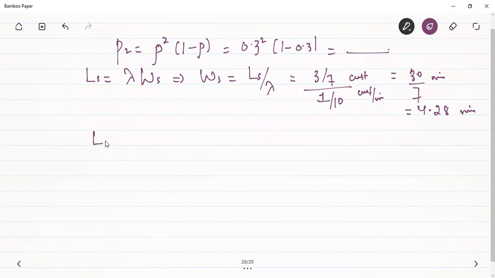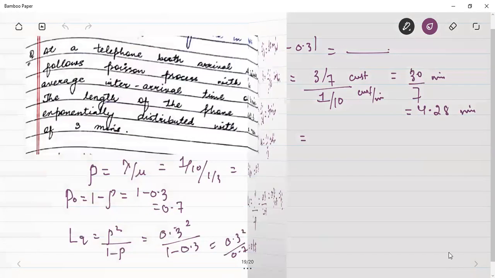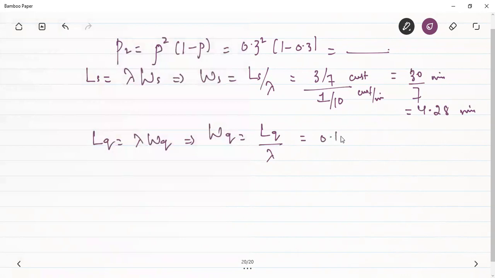Similarly, if you want to calculate the waiting time in the queue, then as per Little's law, this relation holds, and we will get that the waiting time in the queue is equal to the length of the queue divided by the arrival rate. Earlier we saw that the length of the queue is equal to 0.128. Length of the queue means how many customers are in the queue, and this is the arrival rate. So multiplying, that will be equal to 1.28 minutes. So this is how we solve various problems.